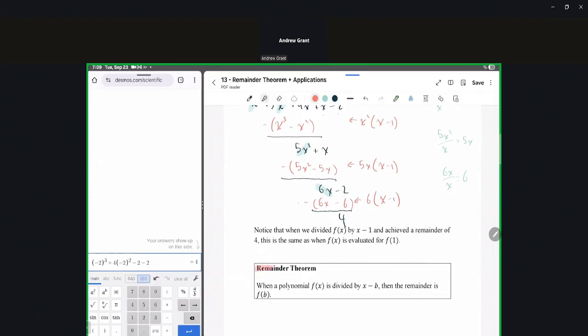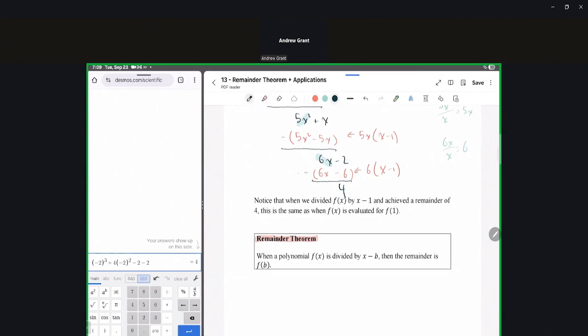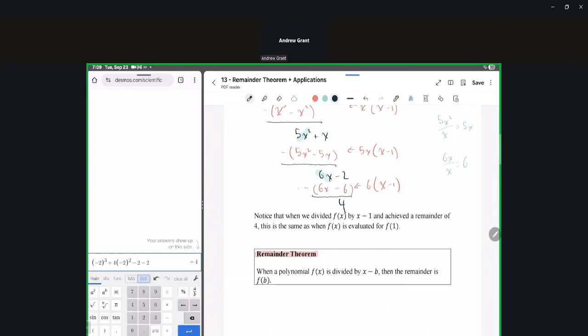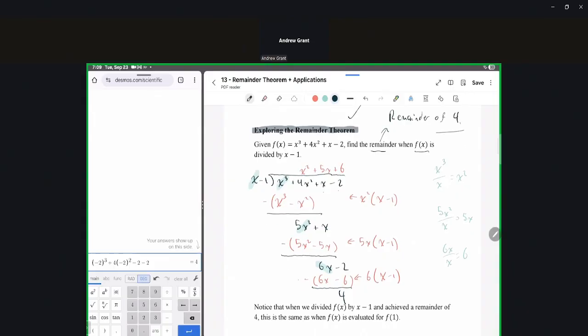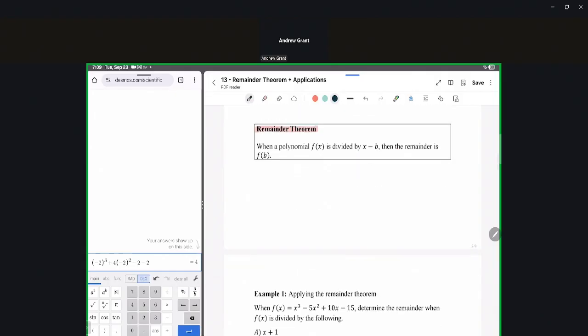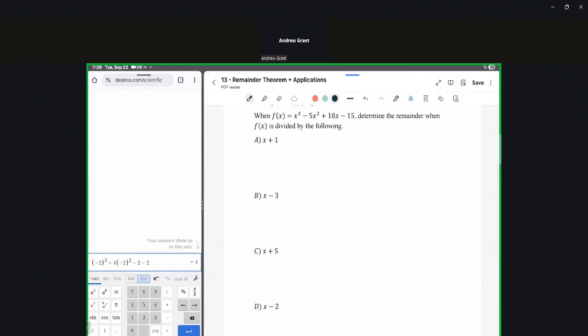And the textbook has this as well. When a polynomial f of x is divided by x minus b, then the remainder is f of b. Okay, so if I want to know the remainder when this thing is divided by x minus 1, I just type in f of 1. And I'll show you how I know that it's 1 and not negative 1. And so we're going to apply the remainder theorem to these examples.